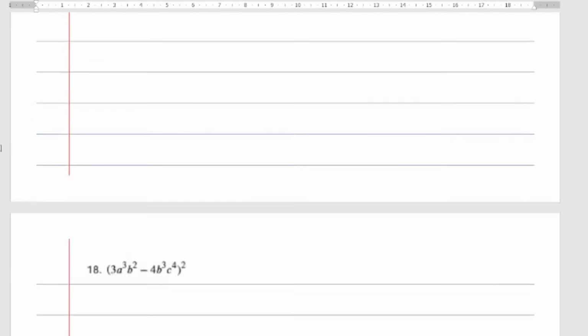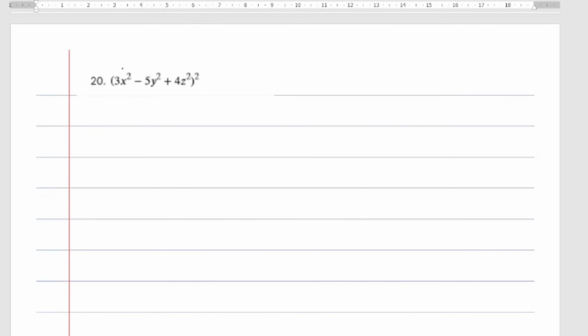Let's try number 20. It has the same pattern, good. So number 20, so still the same. Get the square of the first term. Again, this pattern works if we are squaring a trinomial. Okay? This is the form: a trinomial inside the parentheses, then it is squared. So get the square of the first term. Next, get the square of the second term. Next, get the square of the last term. The next is, we will pair each term then multiply by 2.